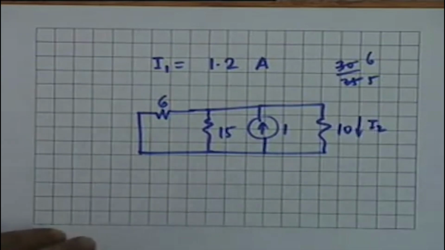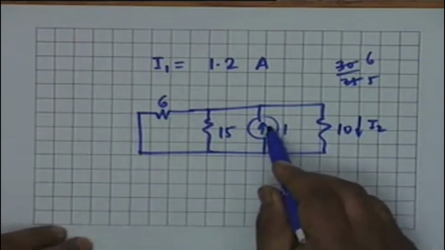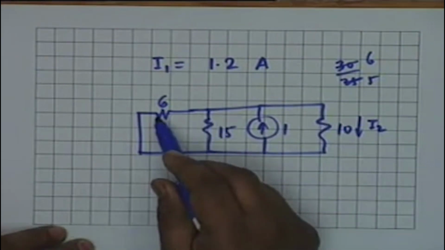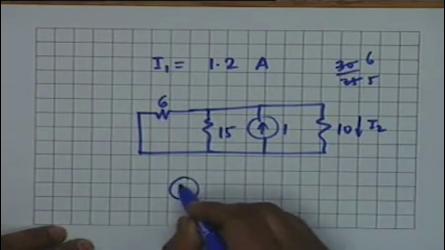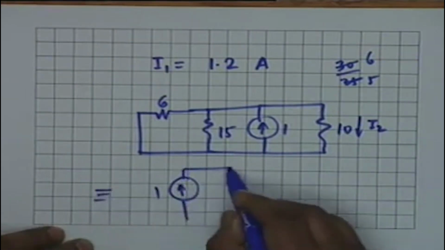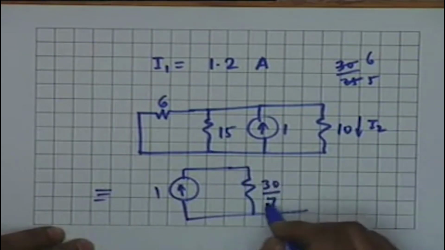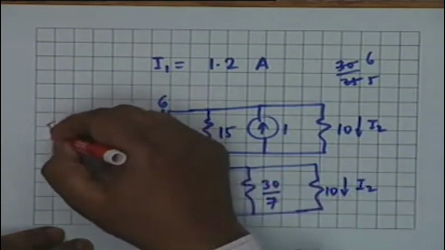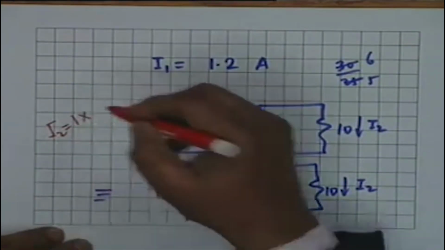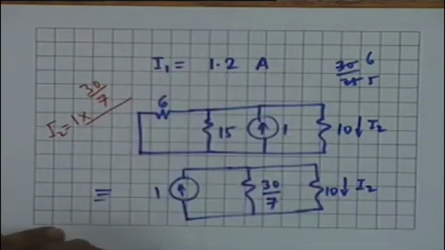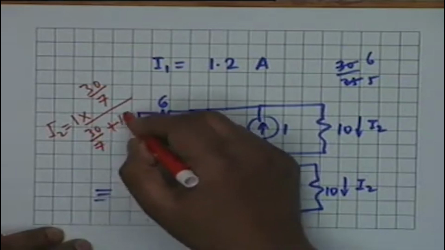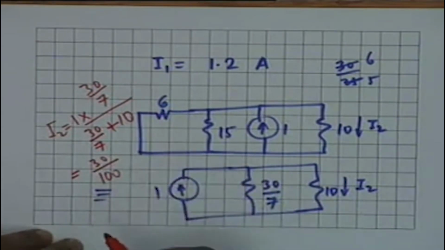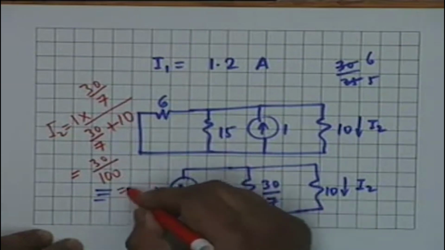So what is I2? Well, obviously the 1 ampere source divides into two branches. One flows through 10 ohms and the other through the equivalent of 15 and 6. How much is that? 30 by 7. So this is equivalent to this circuit, 1 ampere in parallel with 30 by 7 in parallel with 10 ohms, and this is I2. Therefore my I2 shall be equal to 1 multiplied by 30 by 7 divided by 30 by 7 plus 10, which is equal to 30 by 100, right? If I multiply by 7, 30 by 100, which is equal to 0.3 ampere.